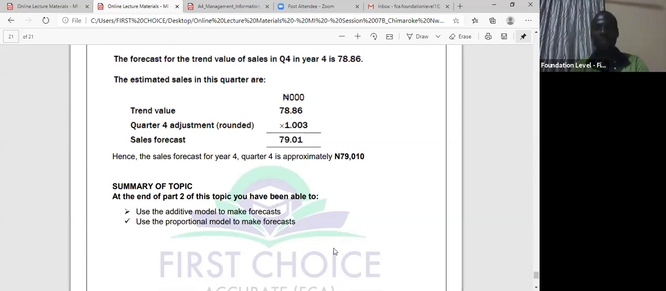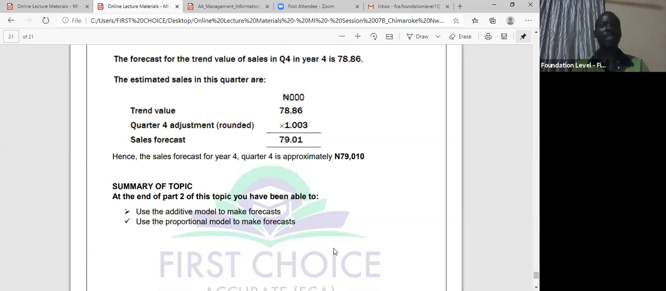Now, if it is additive model, you're going to be saying actual minus trend, actual minus trend. If it is multiplicative, you're going to be saying actual divided by trend, actual divided by trend. Now, whatever you get as a seasonal variation, you group them according to the periods. When you group them, you get the average. Now, when you get the average, sum the average. Now, if you are using an additive model, when you sum the average, they must be 0. If they are not 0, make adjustments to make it 0.